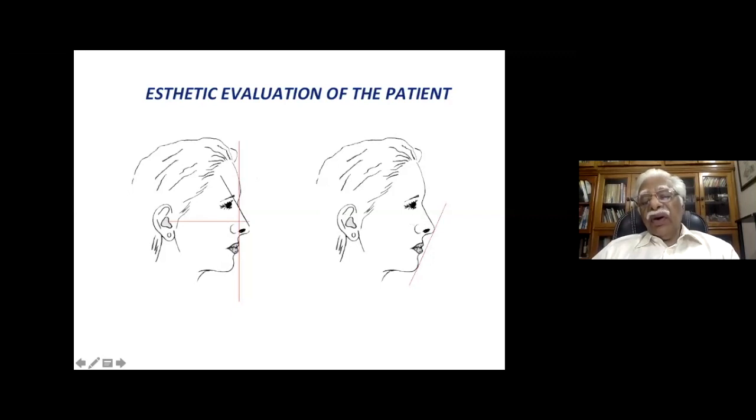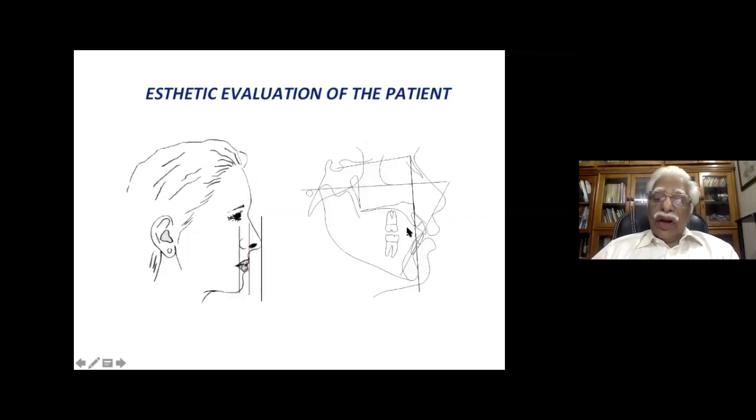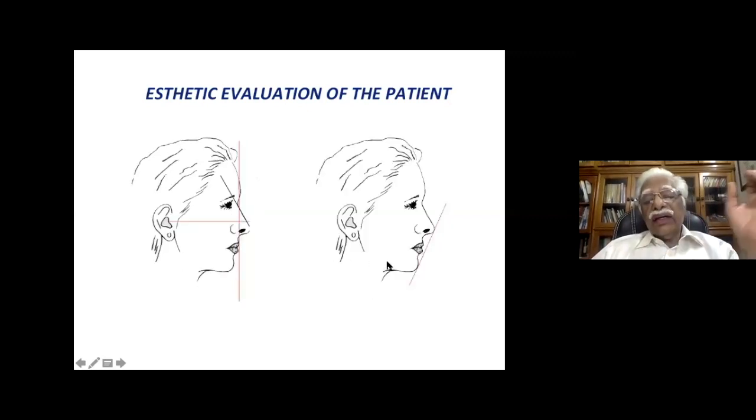And another important thing is the aesthetic line. From the tip of the nose to the pogonion, a line is drawn, and the lips are expected to be behind this line. The lips are not expected to touch it, but they should be behind it. That is one important aesthetic evaluation.